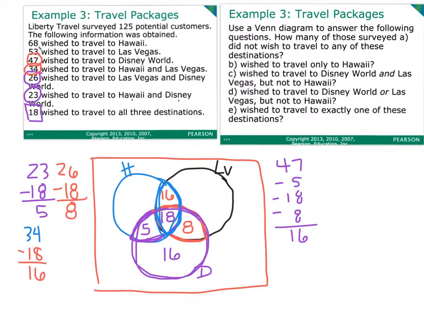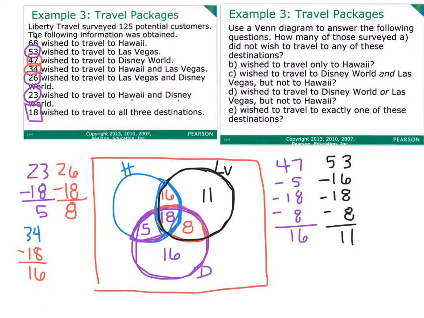Next, 53 people wished to go to Las Vegas. So again, if we're talking about Vegas, that is going to be the entire Las Vegas bubble. So you're going to have to take the 53 and deduct away the 16, the 18, and the 8 that have already been counted. So I'm going to do that. That leaves me with 11 people who want Vegas and Vegas only.